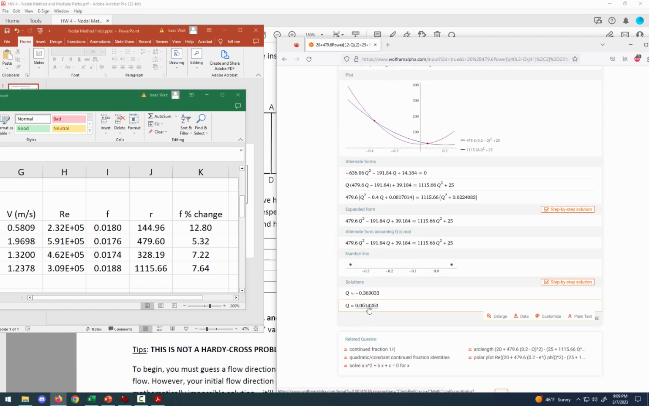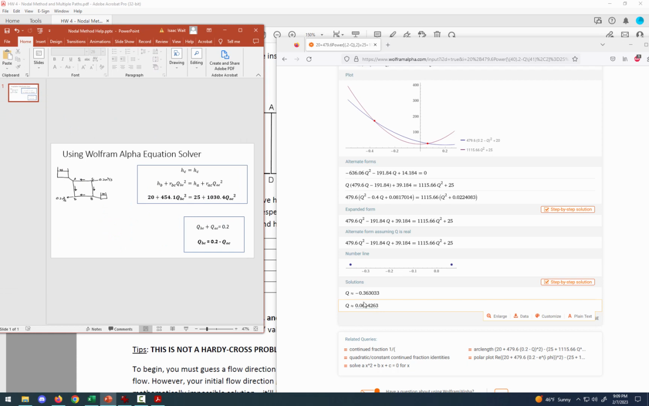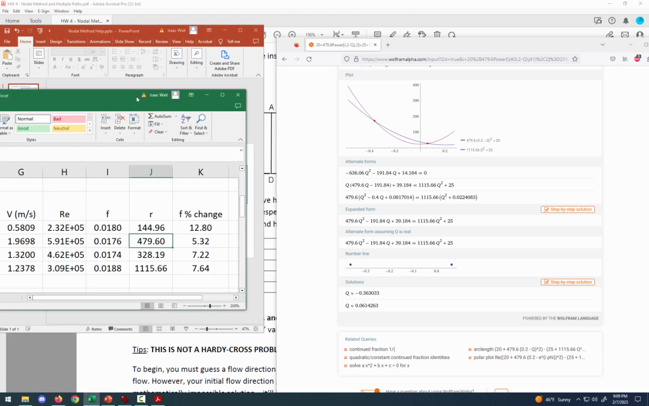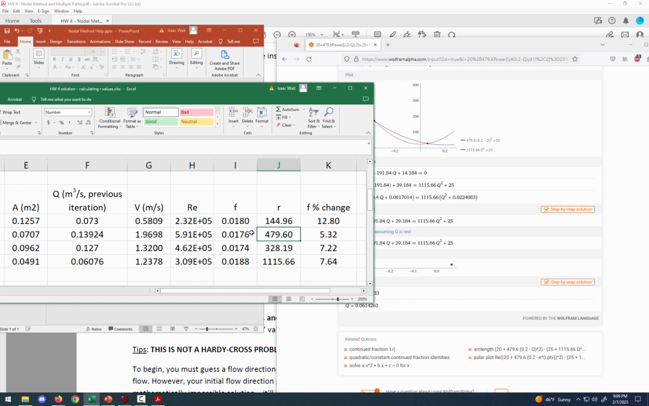I solve again, and I get a slightly different flow rate, 0.0614, slightly different from the other one. This, remember, is QAC. I could use this to calculate an updated QBC, and then I can iterate again and calculate an updated F value. The percent change compared to the previous F value is going to be smaller.